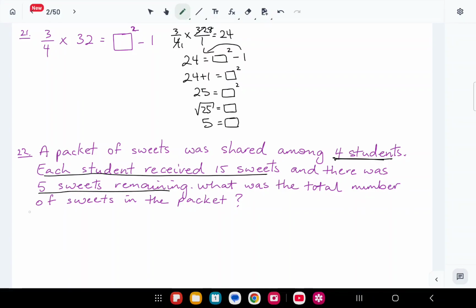So to calculate the total, we take the 4 students and multiply it by how much each one of them received, which was 15. And 4 multiplied by 15 is 60. And now, with that 60 that we got, we need to add on the 5 that remained. So therefore it was 65.